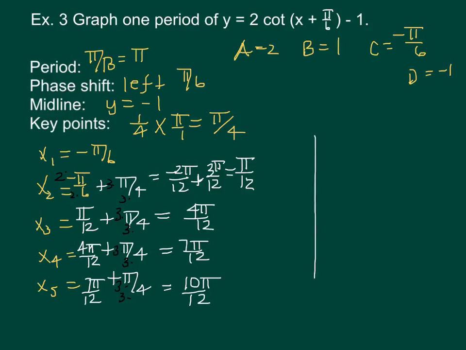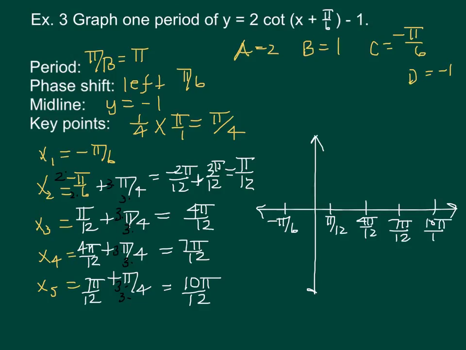So I'm going to go over here and put my x values. And remember, you can reduce it or you can leave it as is. And remember, we have a midline at -1. That's your new 0. And our points, or our A values, are going to be 2 above the line and 2 below.